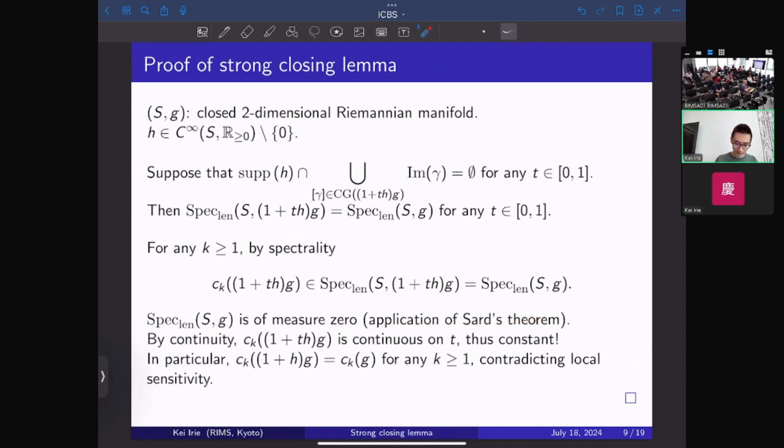On the other hand, this left-hand side is a continuous function of t by the continuity of the spectral invariant. So this is a continuous function taking values in a measure zero set. So it has to be constant. In particular, c_k of (1 + h)g is equal to c_k of g for any k, which contradicts the local sensitivity. So this completes the proof of the strong closing lemma, assuming the existence of spectral invariants.